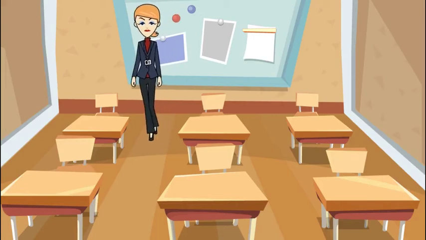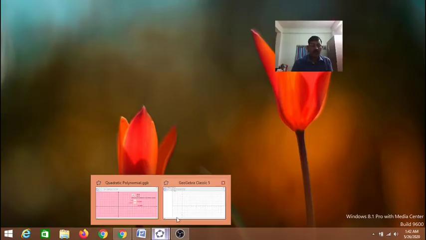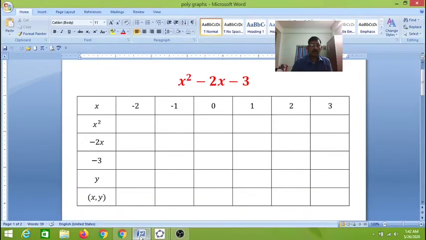Hi students, today we are going to learn graphs of polynomials. Dear students, today we are going to learn how to plot graphs for quadratic polynomials. In general, whenever we consider quadratic polynomials, it may form two zeros or one zero or no zeros. Okay, now let us try to understand them.